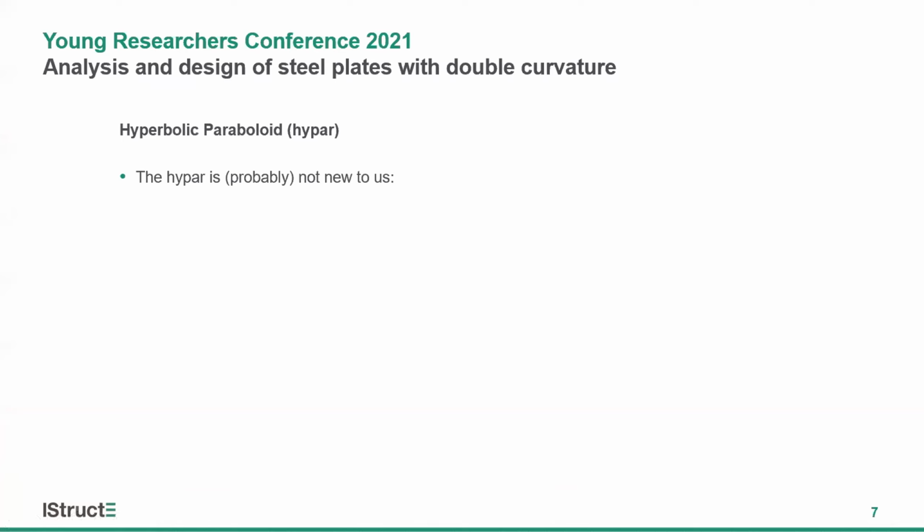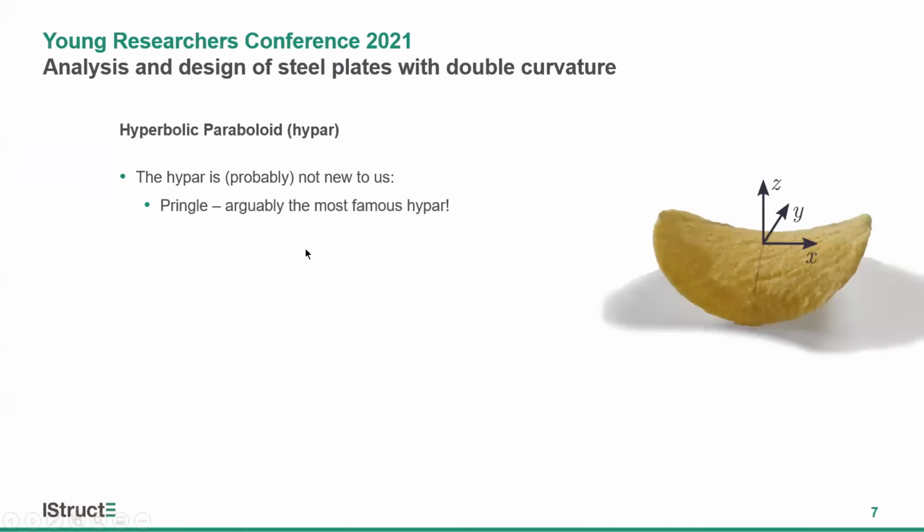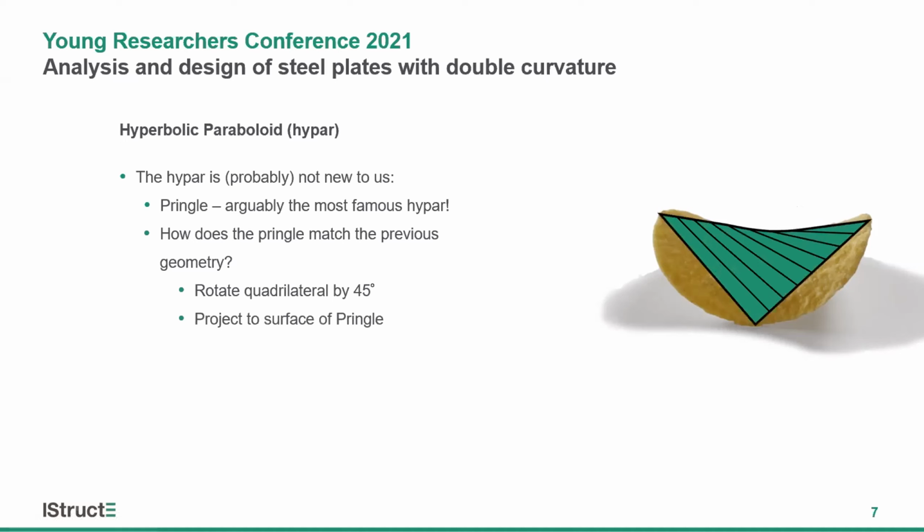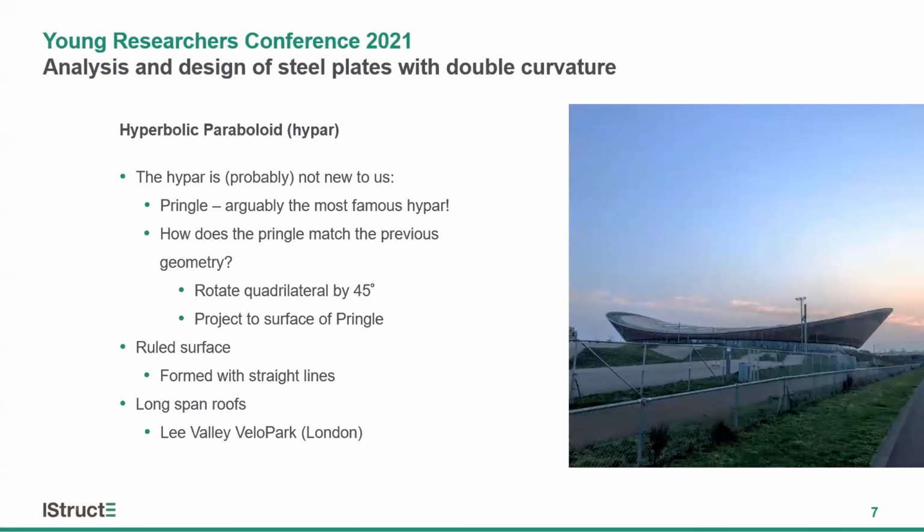So let's start off with discussing the hypar. Now, you've probably all seen a hypar before. Perhaps you've come across a Pringle, which is by far the most famous hypar. And you're probably wondering how this matches the previous geometry. Well, if you grab a quadrilateral, rotate it by 45 degrees in the XY plane and project it onto the surface of the Pringle, you get the saddle shape that we saw before. This surface is interesting because it's a ruled surface, meaning that it is formed from straight lines. And this has made it very attractive for the design of long span roofs, such as the Velo Park here in London.